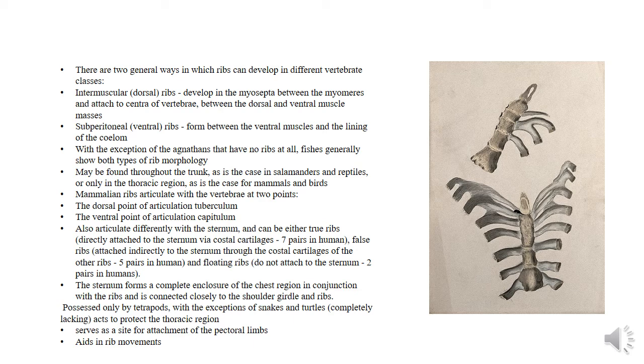Fishes generally show both types of rib morphology. Ribs may be found throughout the trunk, as is the case in salamanders and reptiles, or only in the thoracic region, as in the case for mammals and birds.